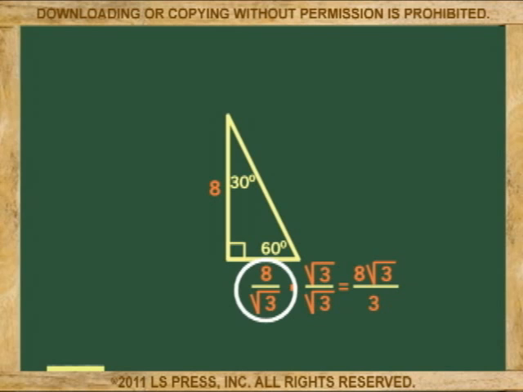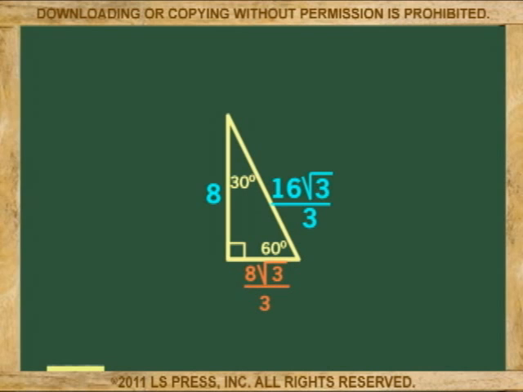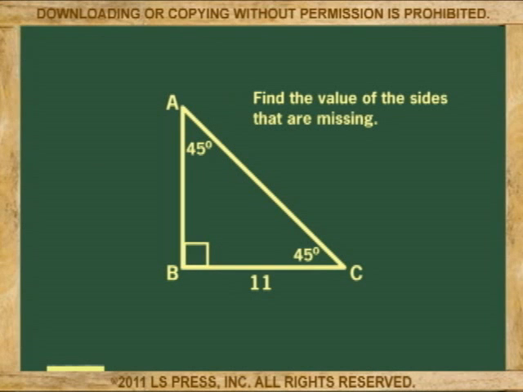Simplifying 8 over the square root of 3, we get 8 square root of 3 over 3. And the hypotenuse is 2 times 8 square root of 3 over 3. 2 times 8 is 16. So if the long leg is 8, the hypotenuse is 16 square root of 3 over 3. Let's do some examples to practice. Find the value of the sides that are missing.